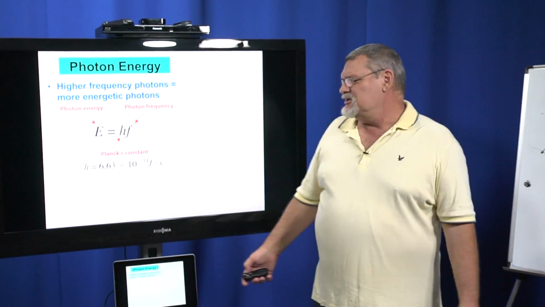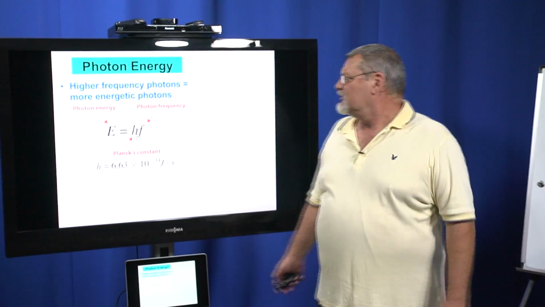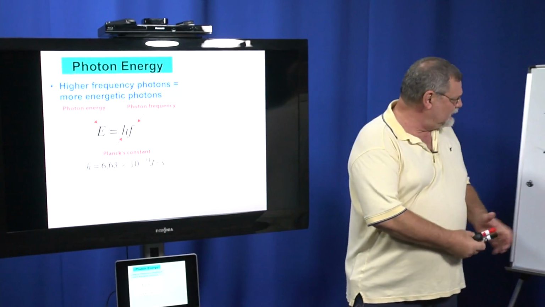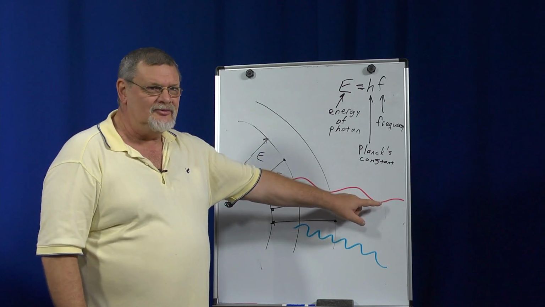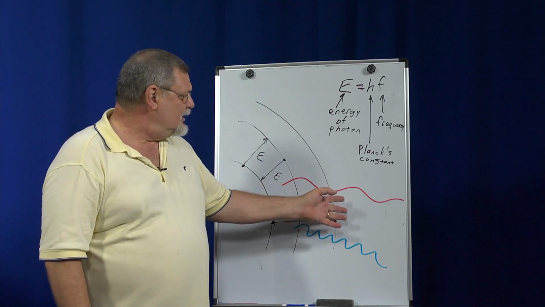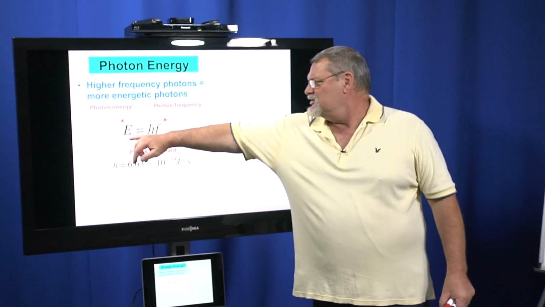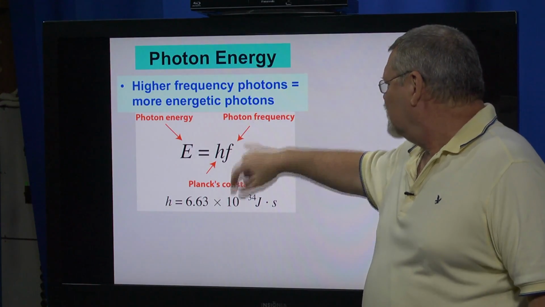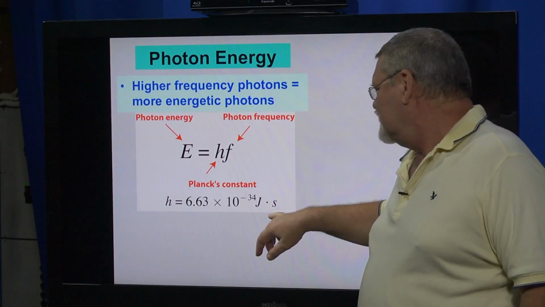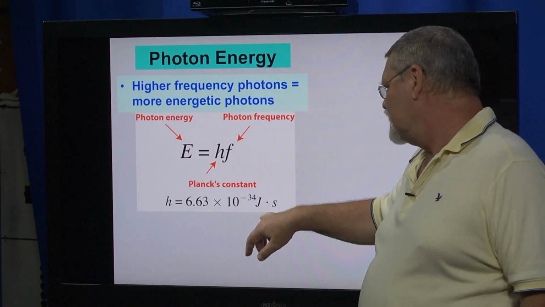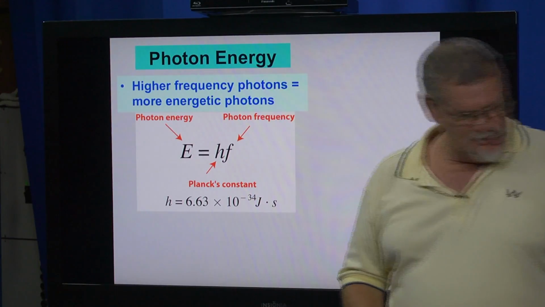So the photon energy, I gave you this equation just a few moments ago. The photon energy, this is the energy of one photon. How much energy this photon has being given off is based on the frequency of its radiation. So photon energy E, f is the frequency. Here is Planck's constant. This is what you can use, 6.63 times 10 to the negative 34th joule seconds. That is a joule second.